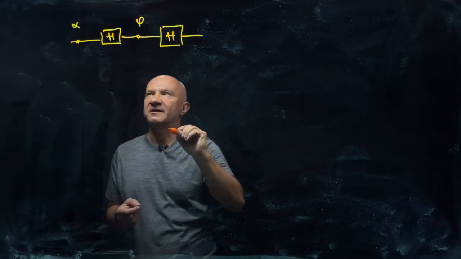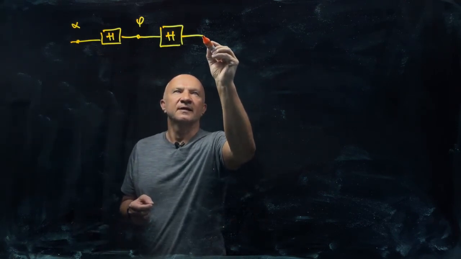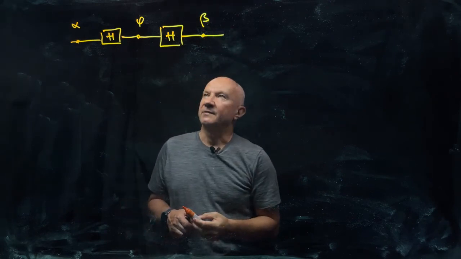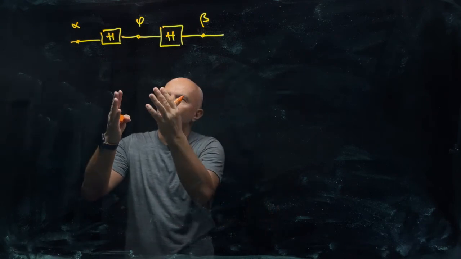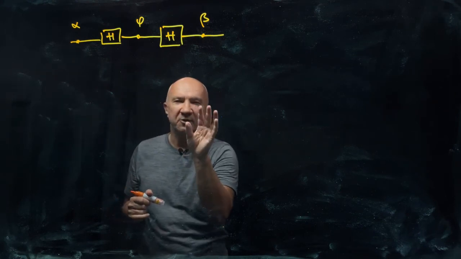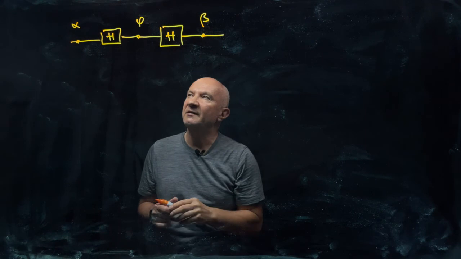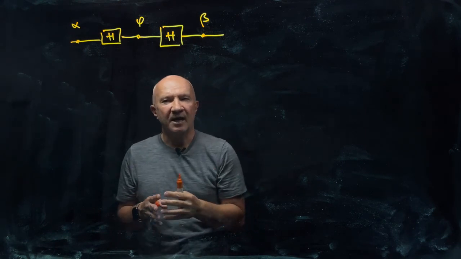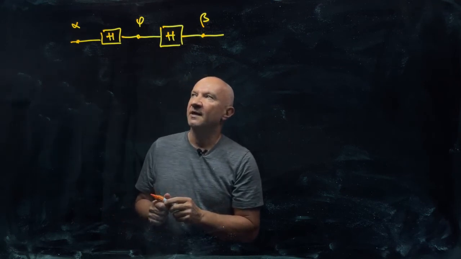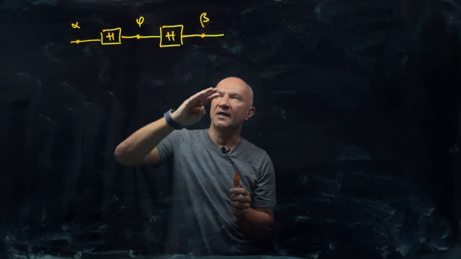Let me put the phase gate alpha in front of the whole circuit, and let me put another one, beta, at the end. Now, as you can see, this diagram is characterized essentially by three parameters: alpha, phi, beta. And I claim that any 2x2 unitary operation, up to a global phase factor, can be implemented by varying alpha, phi, and beta.